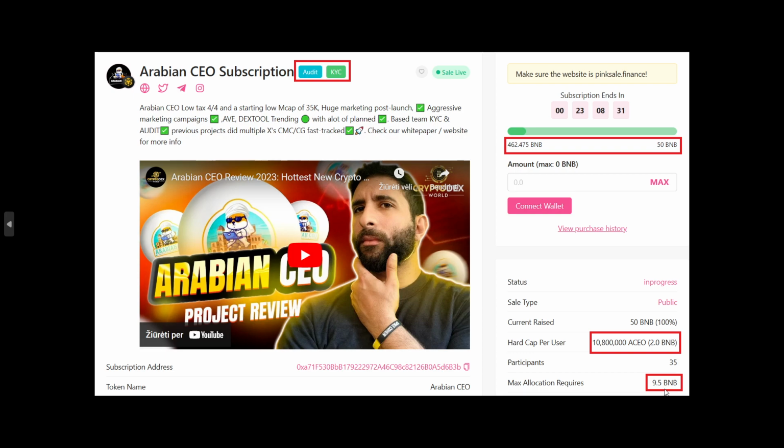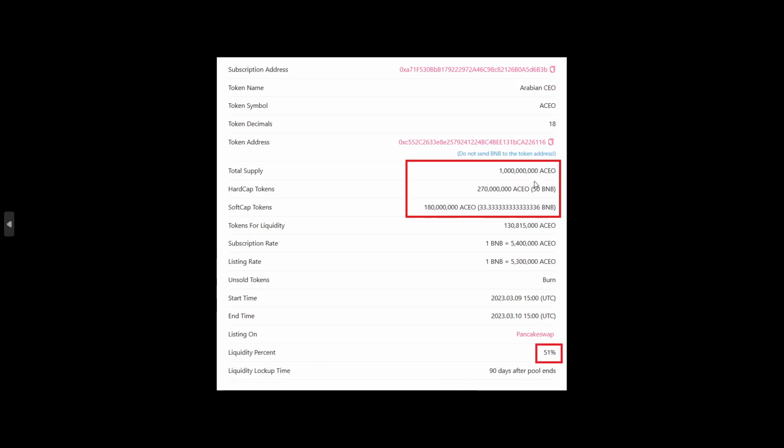Max allocation requirement is 9.5 BNB, hard cap per user, 2 BNB worth of tokens. At the moment, apparently these guys raised 462 BNB. Now, I'm not too sure if the Pinksale is bugged or something, but that's what the numbers show, at least at this point. Now, looking further, in total, there will be 1 billion of ACEO tokens.